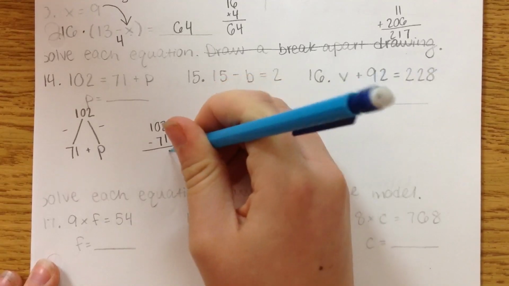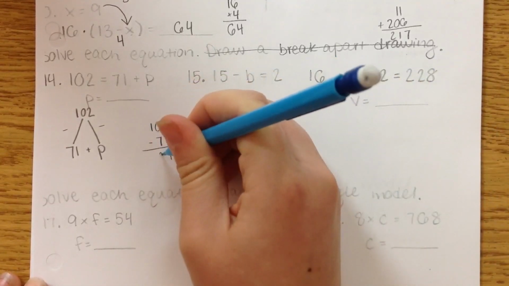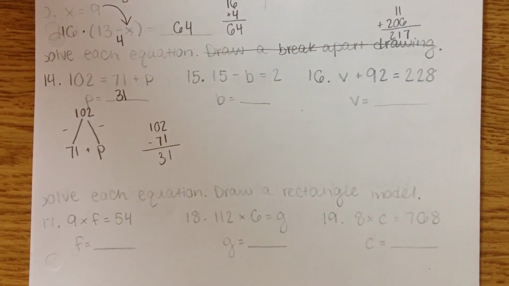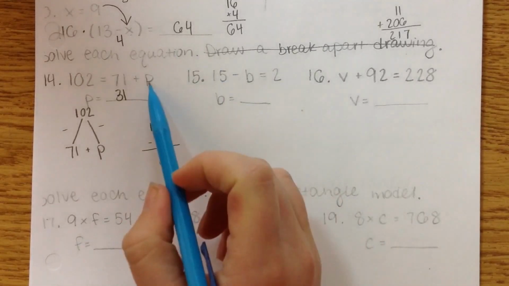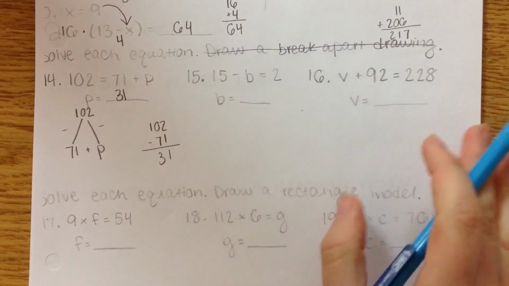2 minus 1 is 1. I could borrow, but I know that this is just 10 here. 10 minus 7 is 3. So my answer is 31. And it's not 31p, because it's just asking what is p. 71 plus 31 is going to give you 102.